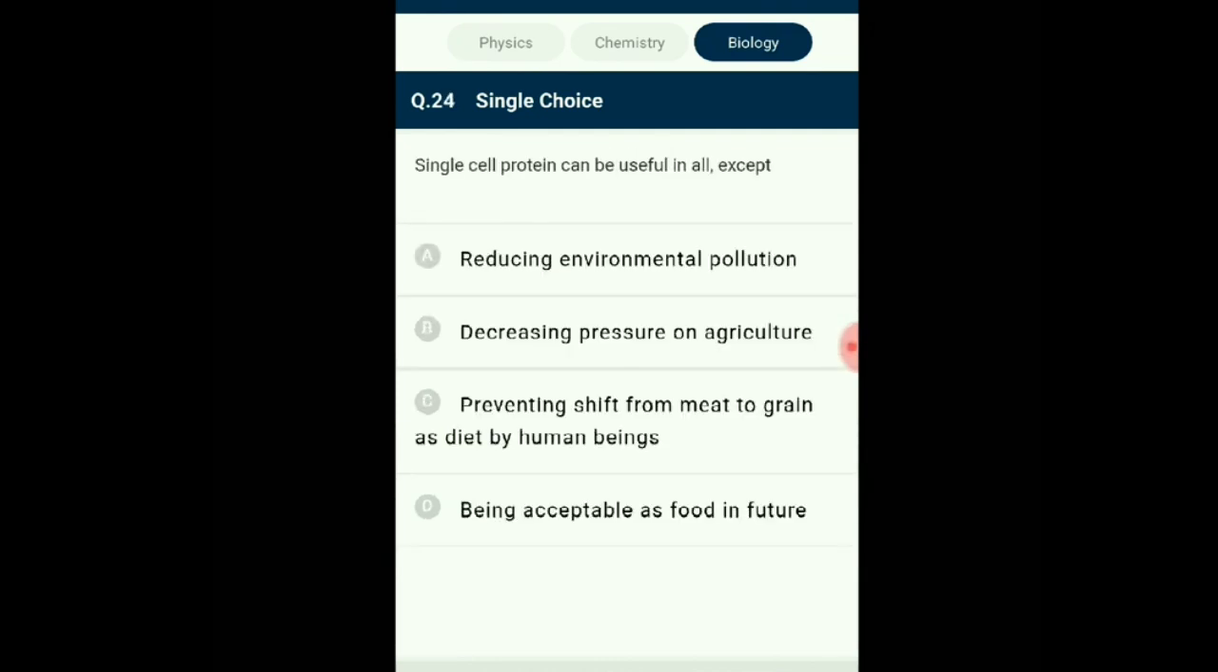Question number 24. Single cell protein can be useful in all except. Single cell protein, generally called SCP or probiotics, is a protein rich microbial biomass that can be used as food and feed. Examples: spirulina, mushrooms, Methylophilus, Methylotrophus. Single cell protein has all essential amino acids and low fat content. Shift from meat to grain as food by man cannot be prevented as humans are addicted to the taste of meat. So the answer is option C. Preventing shift from meat to grain as a diet by human beings. Except this, all the other statements are correct about SCP.